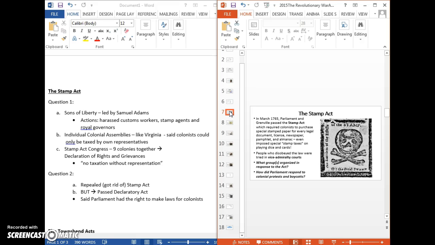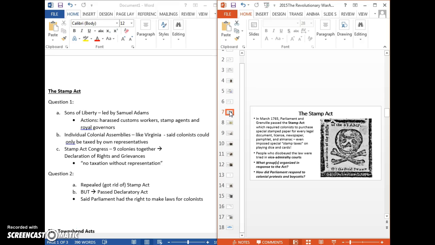People who disobeyed these laws were tried in what are called vice admiralty courts. These vice admiralty courts are courts where one judge would decide the ruling. Instead of being tried by a jury of your peers, one judge will decide if you're innocent or guilty.